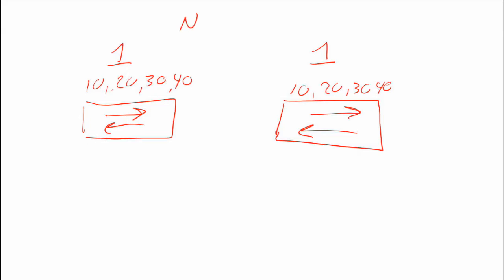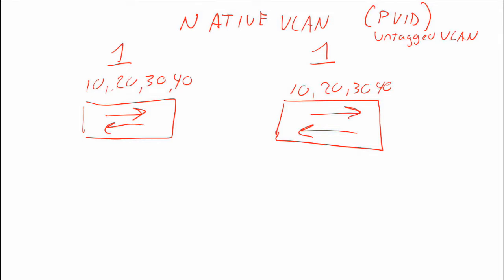So the concept of this slide is native VLAN. Native VLAN has some other terms or names. Sometimes it's described as PVID, which is the port's VLAN ID. Sometimes it's called the untagged VLAN. Sometimes it's called the default VLAN. So what are they actually saying here? Well, between these two switches, we've got one link.